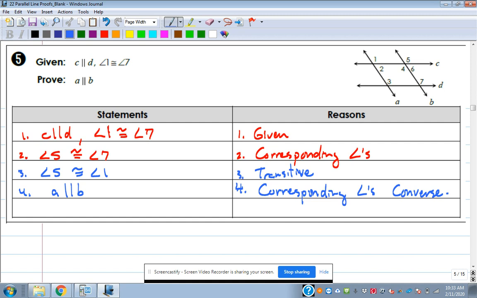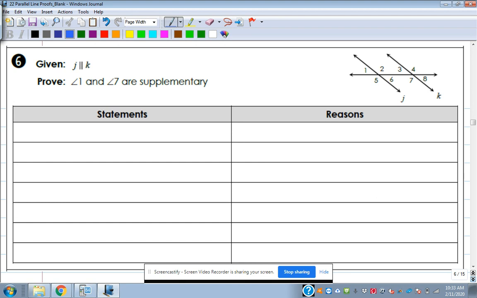All right, good job. Let's do 6. Ooh, they give us parallel lines. Yay. J is parallel to K. I get excited when they give us that because it tells us everything. We get all those angles for free. We don't have to do any work to get angles congruent to one another. And we want to prove that 1 and 7 are supplements.